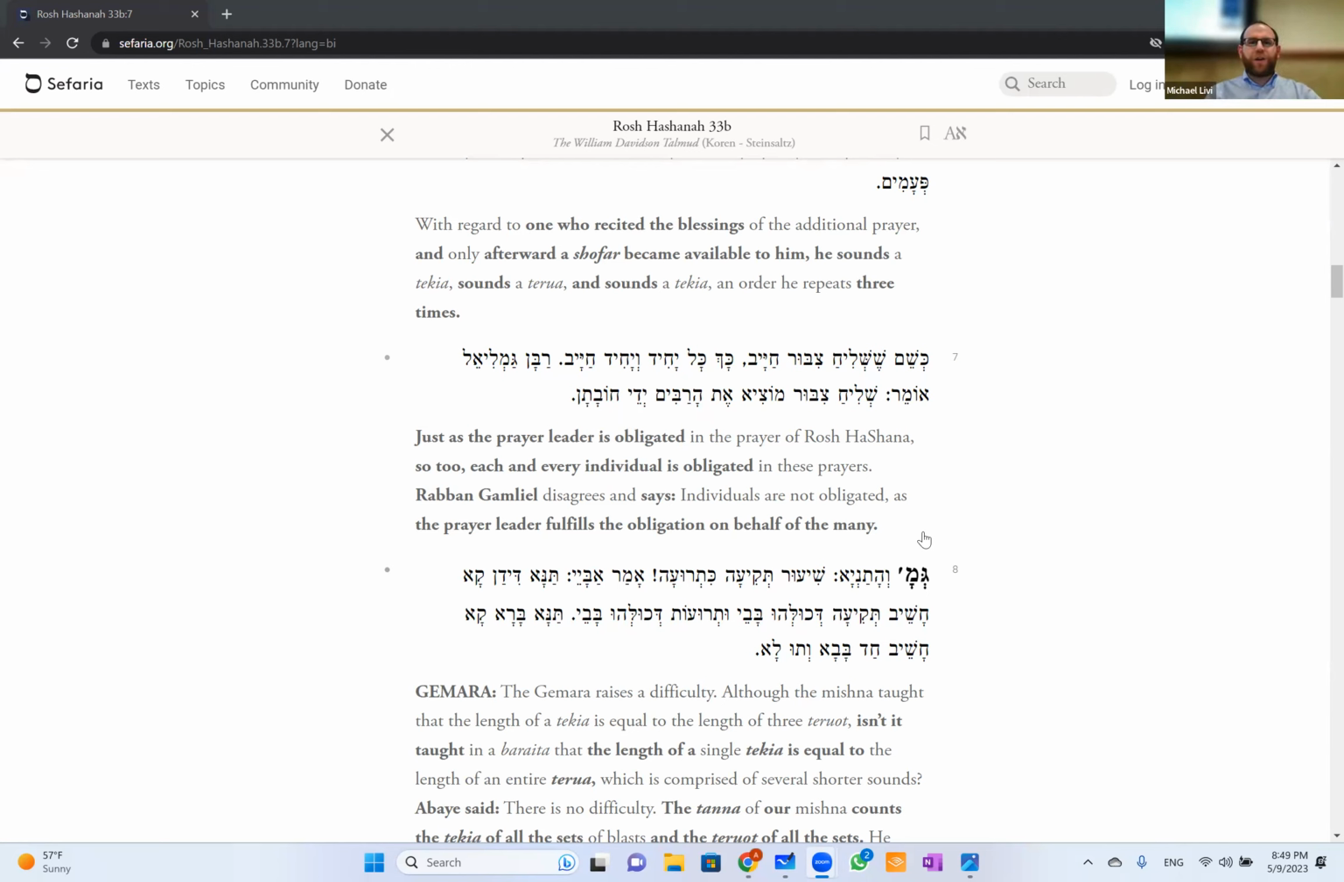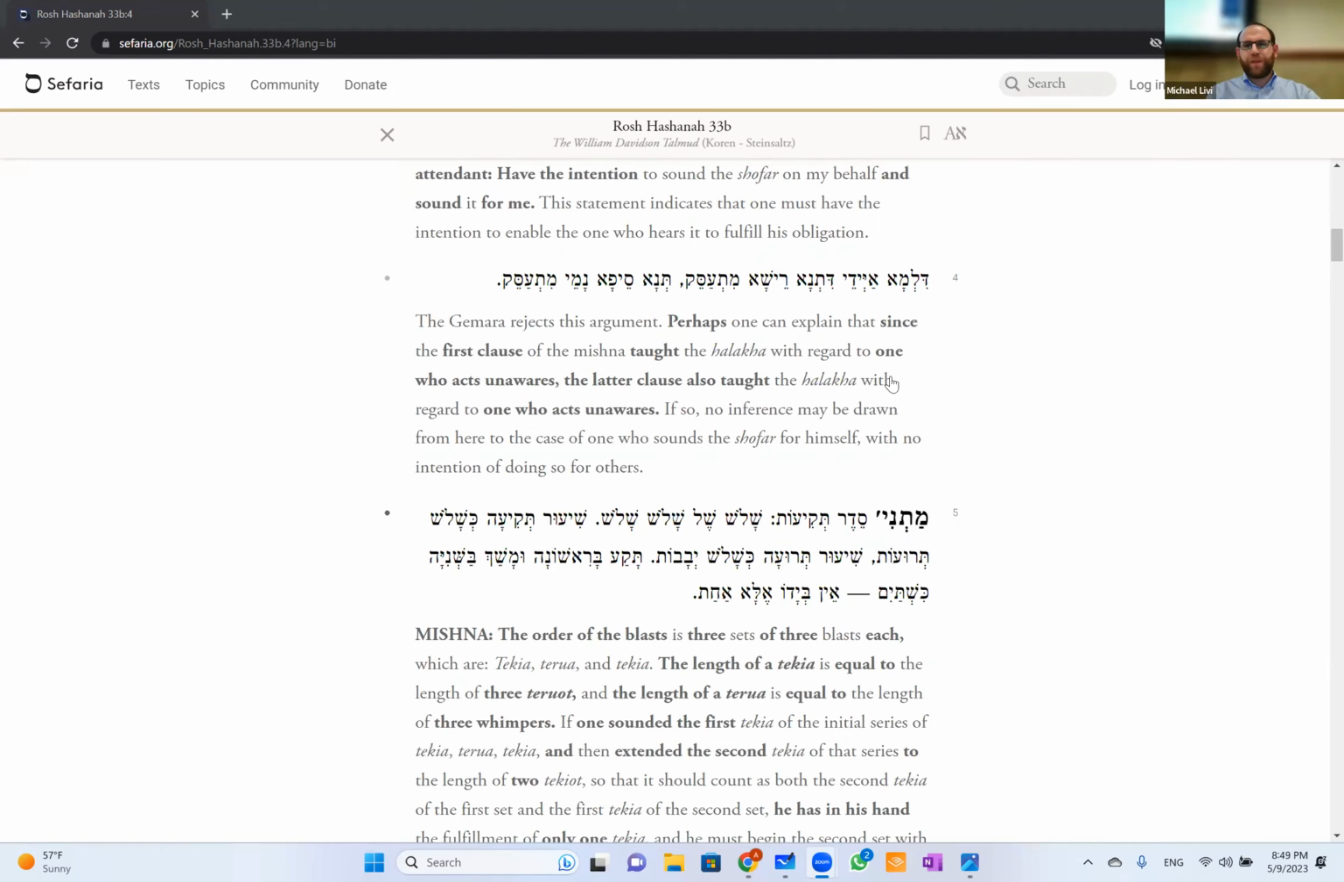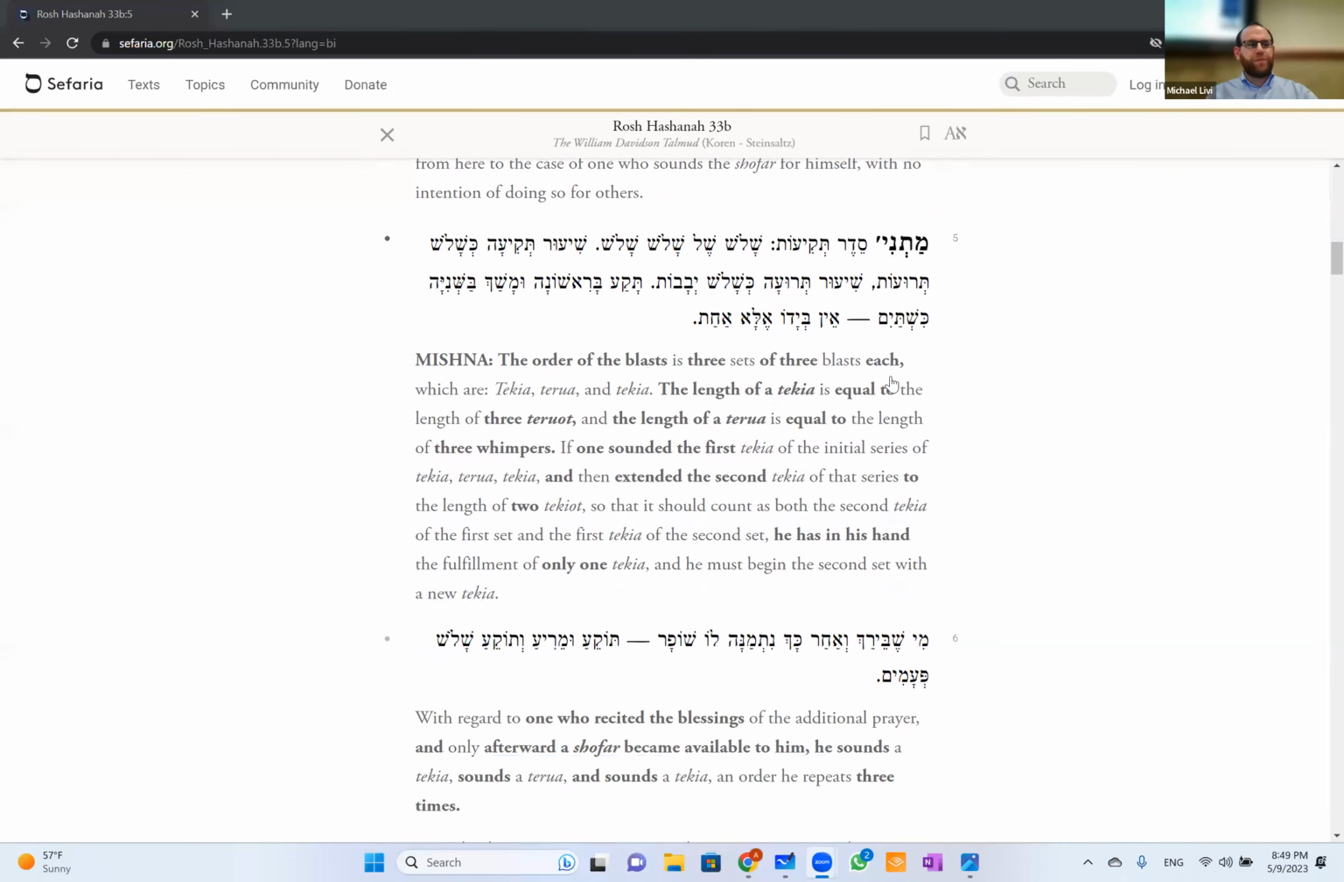So to recap, what are the 5 points of our Mishnah? Who wants to say 5 points in order? Point number 1: there are 3 sets of 3. Okay, so how many blasts of shofar do we have to do? That's the first law, which says 3 sets of 3. And as I explained, it's Tekiah, something in the middle, which we'll call Teruah, and then Tekiah. Okay? 3 sets of 3. That's the first law of the Mishnah.